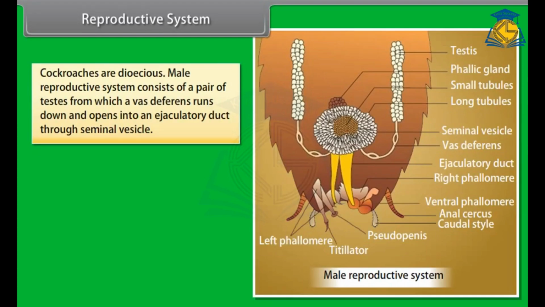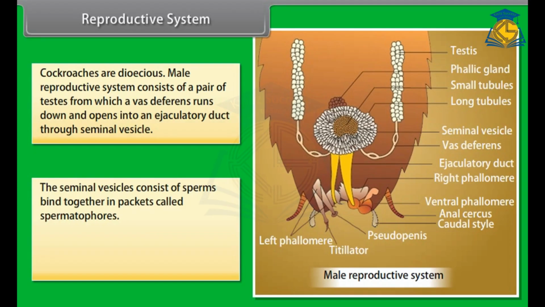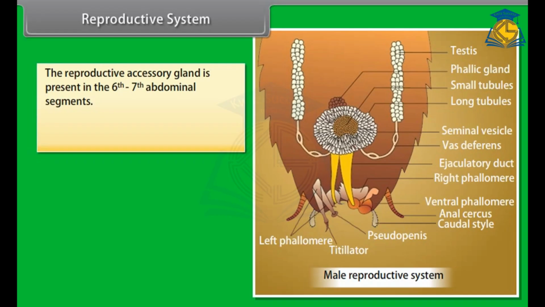The male reproductive system consists of a pair of testes from which a vas deferens runs down and opens into an ejaculatory duct through the seminal vesicle. These seminal vesicles store sperms bound together in packets called spermatophores. The ejaculatory duct opens into the male gonopore present on the ventral side of the anus. The accessory reproductive gland is present in the 6th and 7th abdominal segments. The external genital pores are represented by the male gonapophysis.